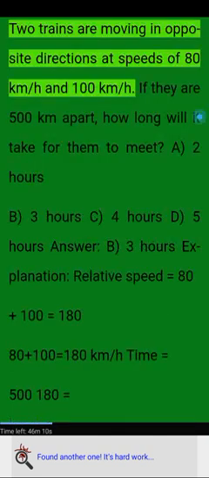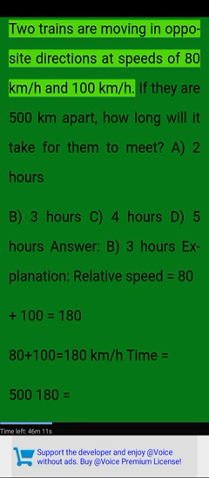UGC NET 2020. Two trains are moving in opposite directions at speeds of 80 km per hour and 100 km per hour.